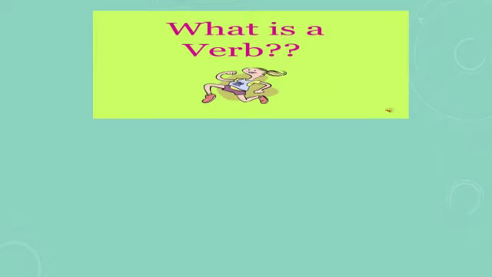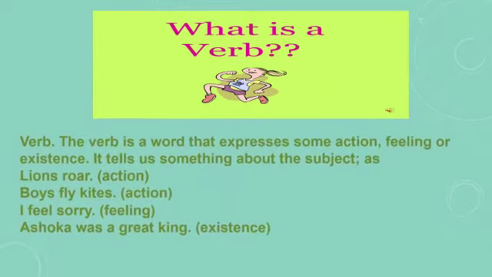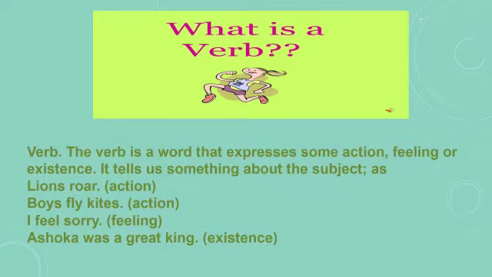So let us see what is a verb. The verb is a word that expresses some action, feeling or existence. It tells us something about the subject, like lions roar. Roar is an action. Boys fly kites. Fly is an action. I feel sorry. It's a feeling. Ashoka was a great king. So it is existence.